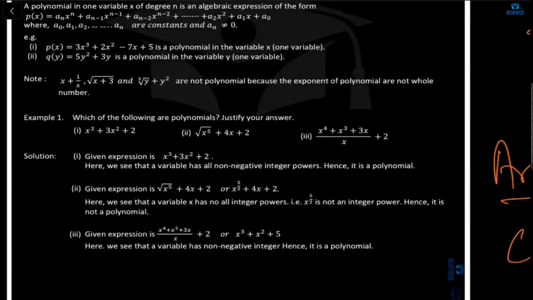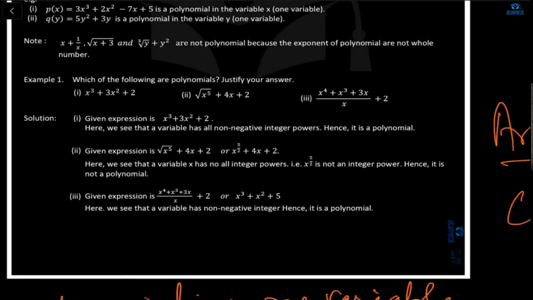Now example one: which of the following are polynomials? You have to tell which of the following are polynomials. First one, x cube plus 3x square plus 3. Is it a polynomial or not?